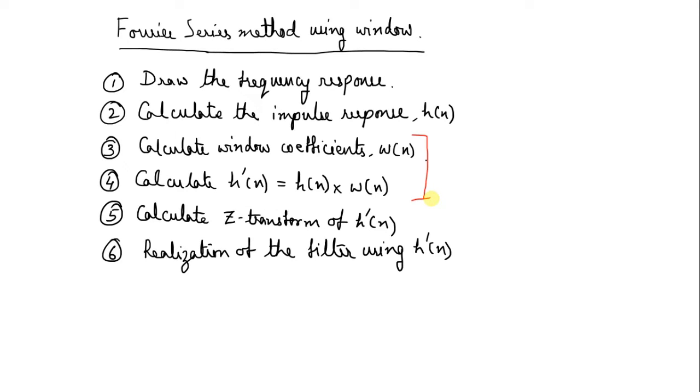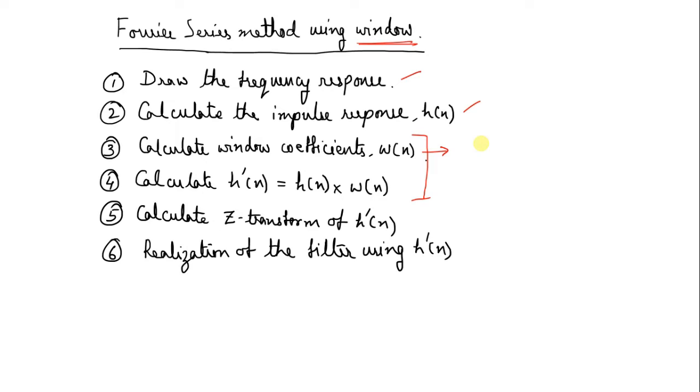First you have to draw the frequency response, as we all discussed. Then we have to calculate the h(n) of the filter you want to design. Then we need to calculate the window coefficients, as we want to use this window. Now you have these window coefficients w(n). There are some specific formulas. You just have to put in the values of small n and capital N, and you are good to go. So you have to calculate w(n).